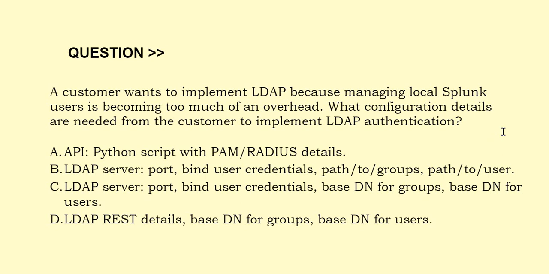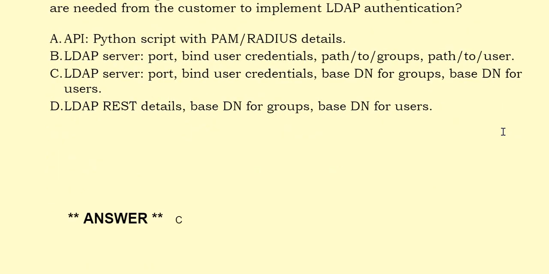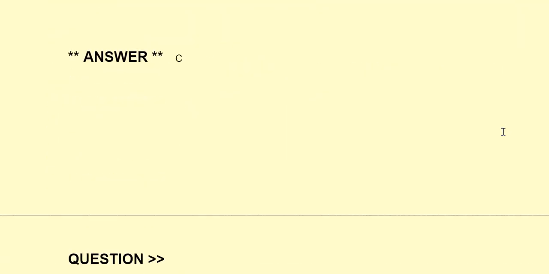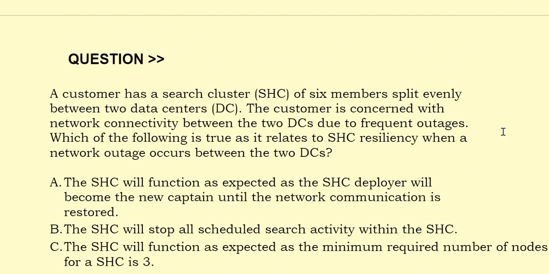Option C. LDAP server, port, bind user credentials, base DN for groups, base DN for users. Option D. LDAP REST details, base DN for groups, base DN for users. The correct answer is option C. Moving towards the next question.